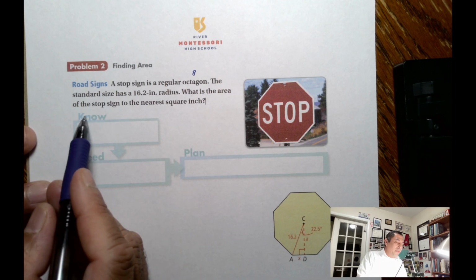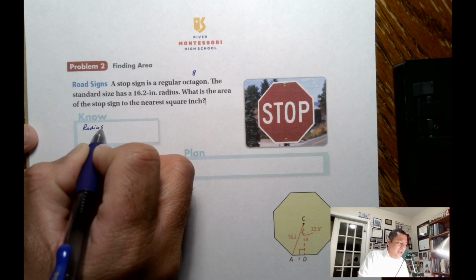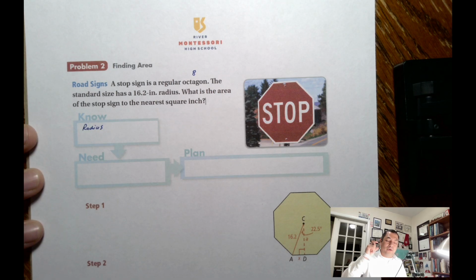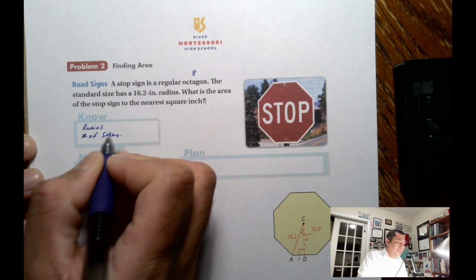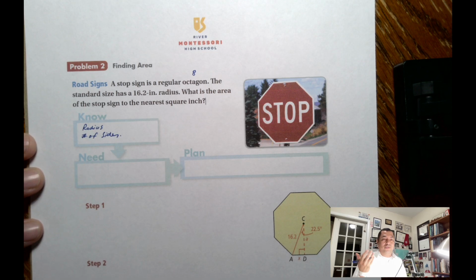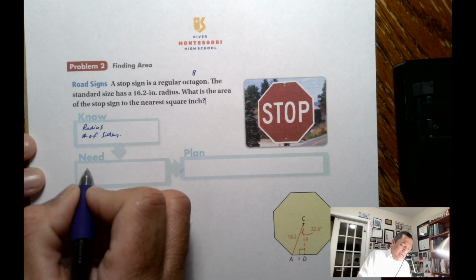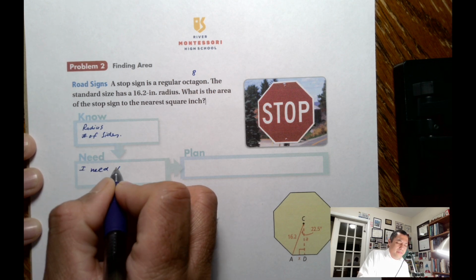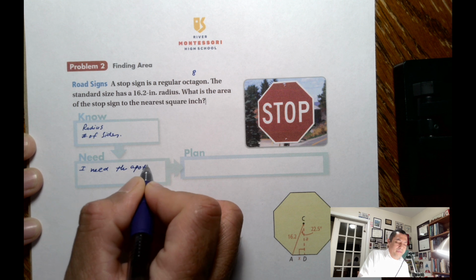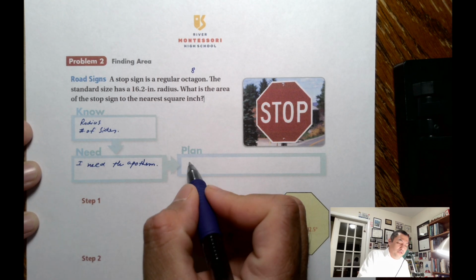So in this case, what do you know? Okay, I know the radius and the number of sides. It's an octagon, so it's 8 sides. And then what do I need? Okay, I need the apothem. What would be the plan in this case? In this case, we're going to use trigonometry.